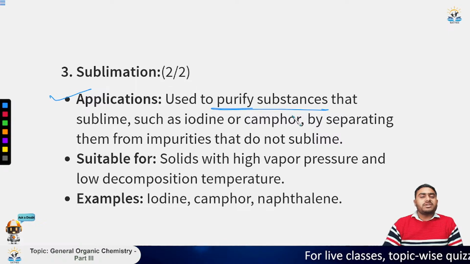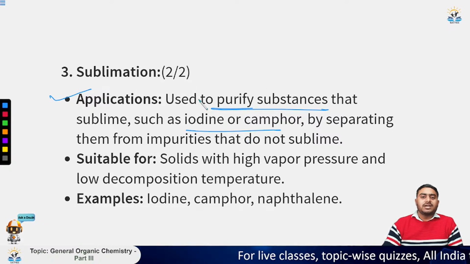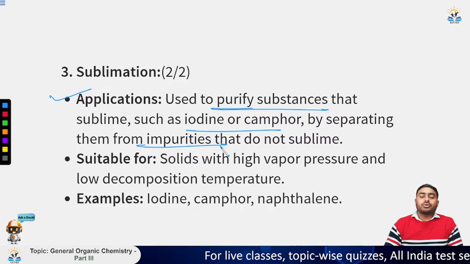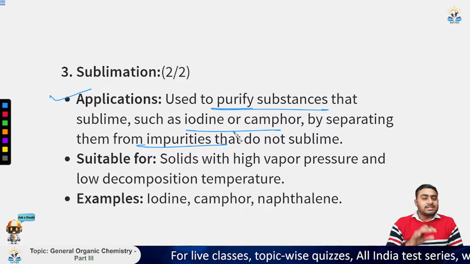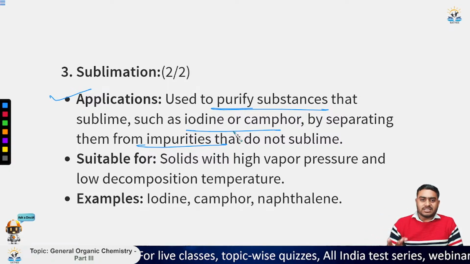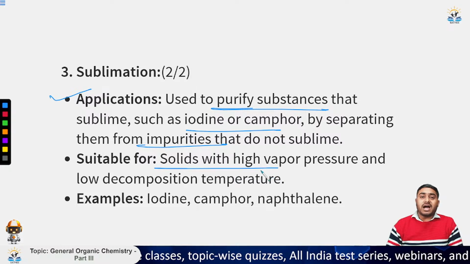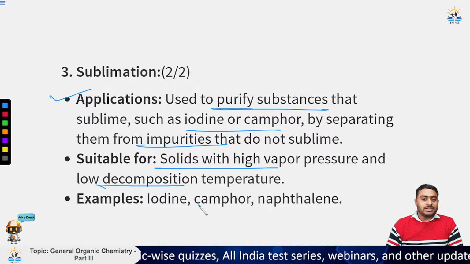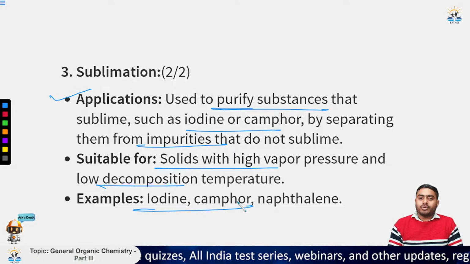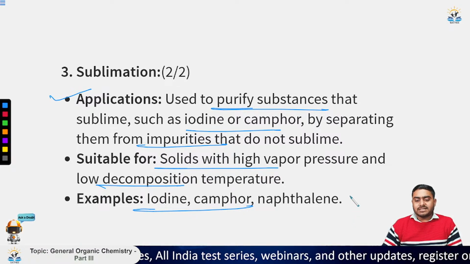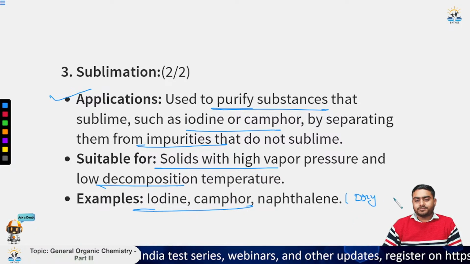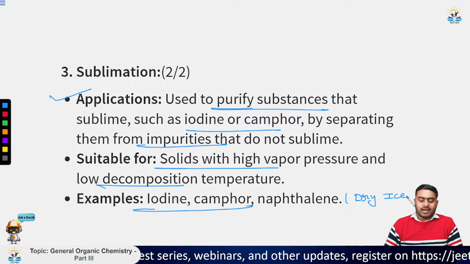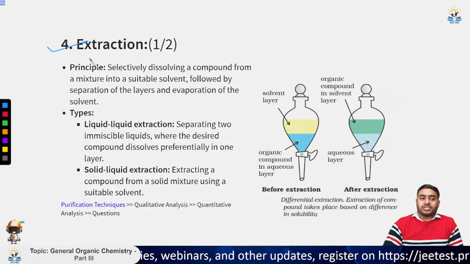And you can separate them. Applications: it is used to purify substances that sublime, such as iodine or camphor, naphthalene, anthracene, by separating them from impurities that do not sublime. Okay, so one substance is sublimable, another is not sublimable. That is the point here. Suitable for solids with high vapor pressure and low decomposition temperature. Examples I told you already: iodine, camphor, naphthalene, dry ice, right? You can use these examples. Dry ice, etc.